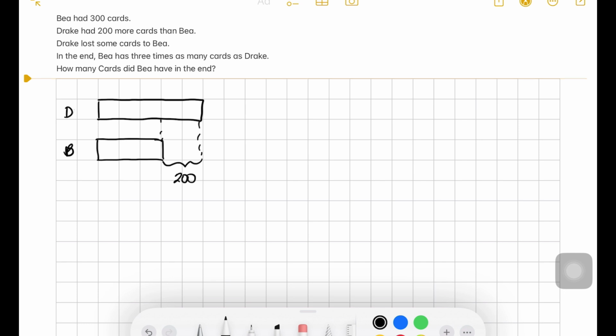All right, now Drake lost some cards to Bea. In the end, Bea had three times as many cards as Drake. So here we will have a separate model to show the before and the after. I forgot to put here the 300, so let's just put it there. Alright, so let's label this as the before and after.